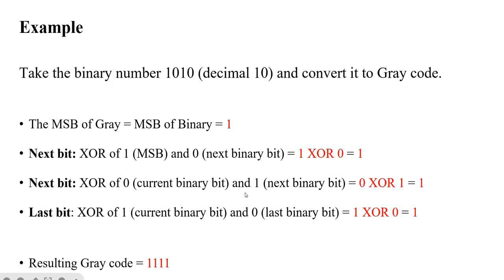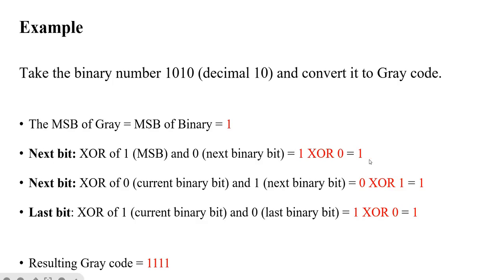Then we'll see one example here. Here we have taken a binary number 1010, which is the decimal 10, and we have to convert it to gray code. What is the MSB of this binary number? It is 1. So the gray code will be having the MSB as 1 itself, because the MSB of the binary number is 1. Now for the next bit, what you have to do? You have to take this MSB of the binary number, that is 1, and next bit of this binary number is 0. So these two we have to XOR it.